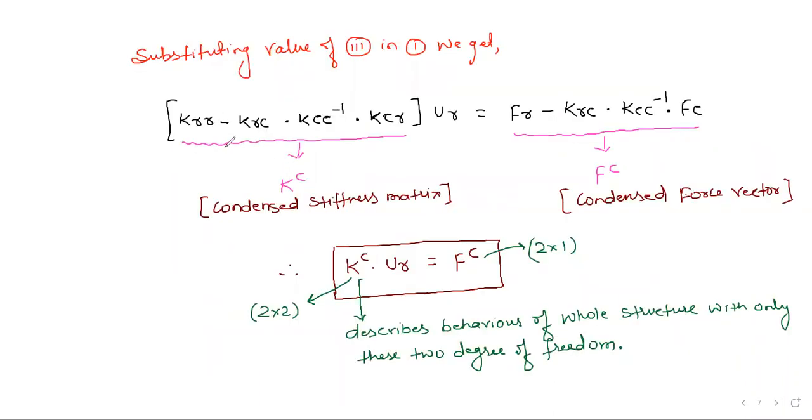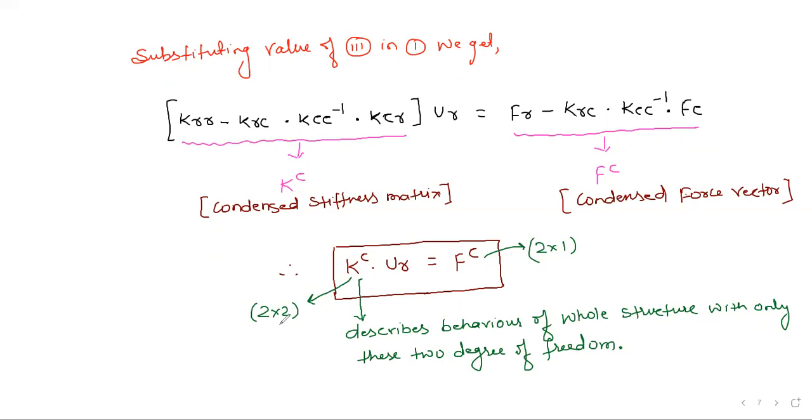Now here, you can see these are all stiffness terms, right? So we can write it as K superscript C, that is the condensed stiffness matrix. Here we can write this term as F superscript C, that is the condensed force vector. So I can write K of C into UR is equal to F of C, right?